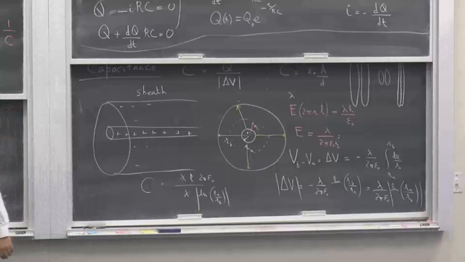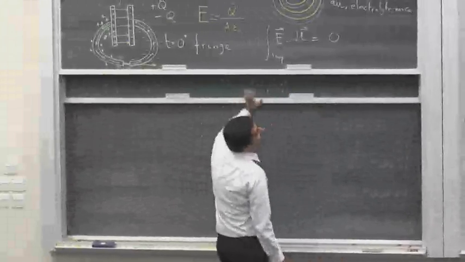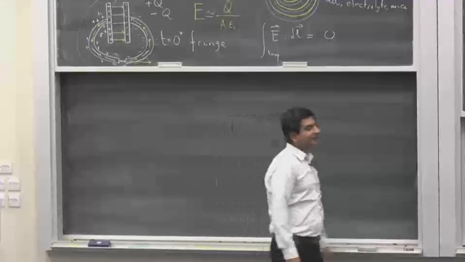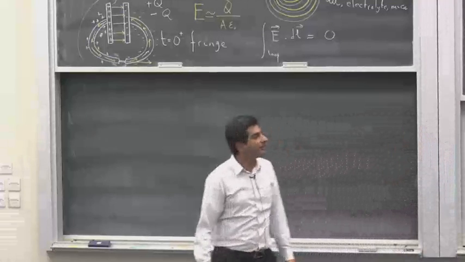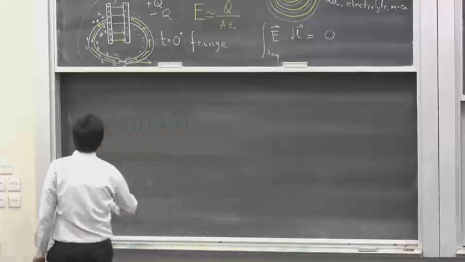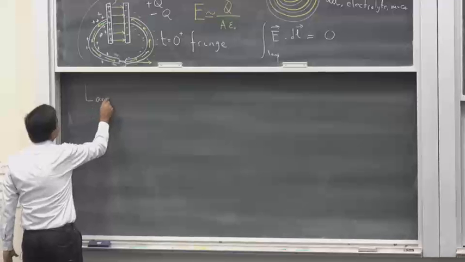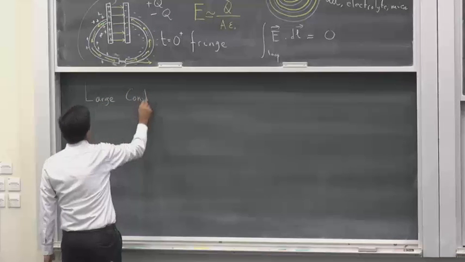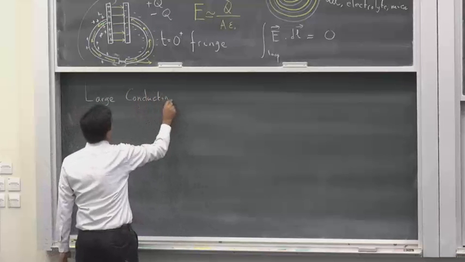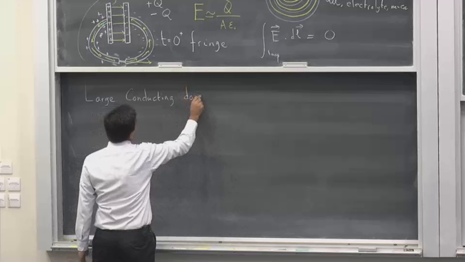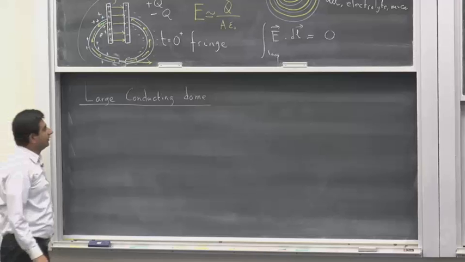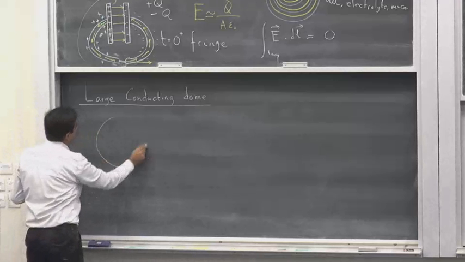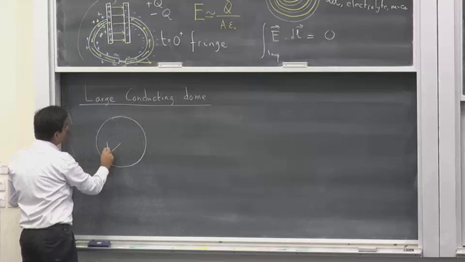Let's look at another geometry. Is it all falling together? Are all the pieces coming up? Let's look at a large conducting dome. For example, a metallic sphere of radius r.